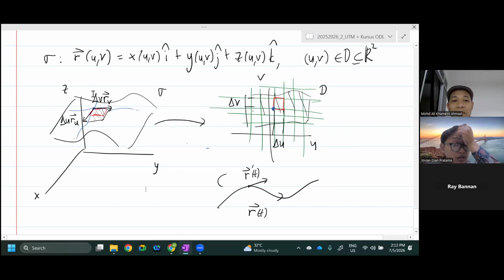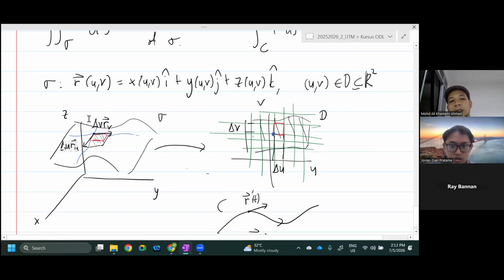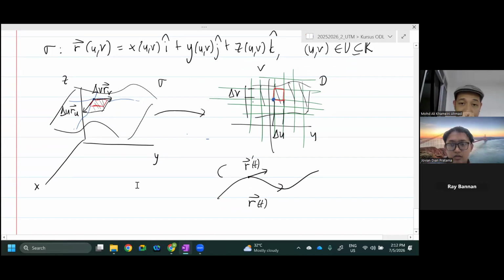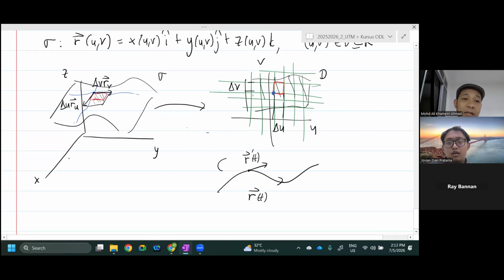So you will partition using these things and then correspond to the vector there with this scalar multiplication. And then you will use this as the approximate to the area of this red patch of the surface. So now, how to compute the area here? The area you can use the formula. I think you know already.